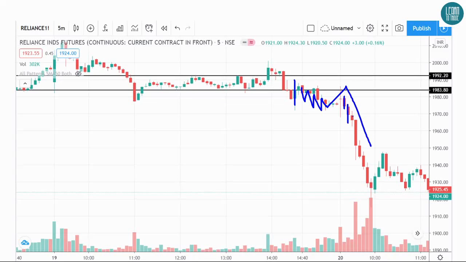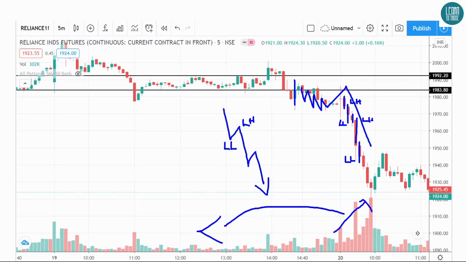Now look at this. A downtrend rule is very simple: lower high formation and a lower low. What is happening? Every single candle, lower high and lower low, lower high and lower low. And look at the increase in volume. Volumes are huge when compared to the previous relative volume.